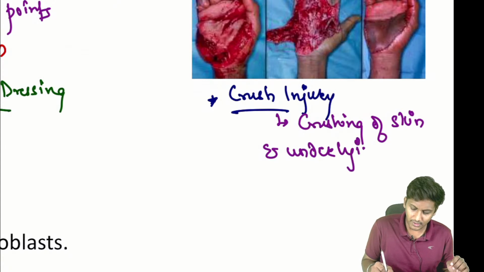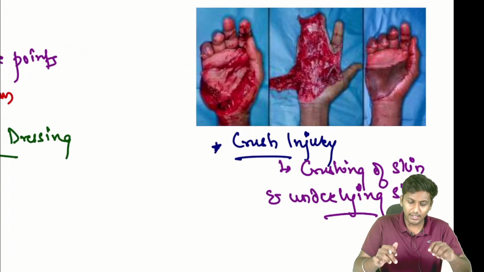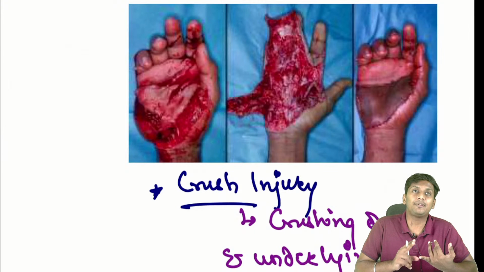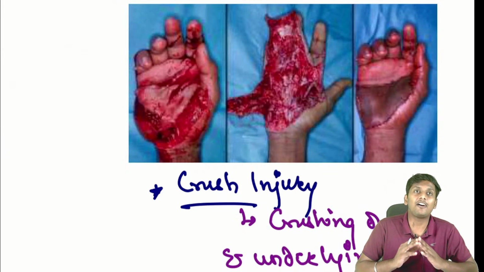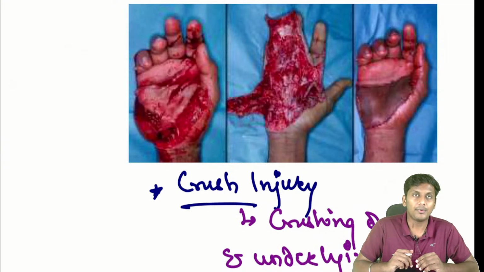There is crushing of the skin and the underlying structures. This is what is called a crush injury. Important is, in a crush injury, there will be disruption of the blood supply, and there will be damage to the nerves as well. So you have to repair the nerves, and you have to repair the vessels properly. Yaad rakhna, that has to be remembered.